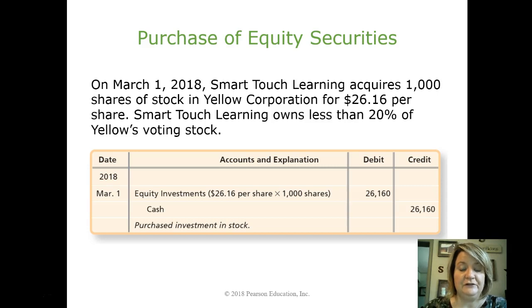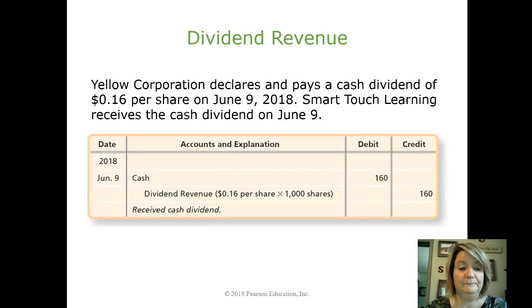Purchase of equity securities, and here's an example. On March 1st, 2018, SmartTouch Learning acquired 1,000 shares of stock in Yellow Corporation for $26.16 per share. SmartTouch Learning owns less than 20% of Yellow's voting stock. So you take a debit to equity investments at $26.16 per share times 1,000 shares, you get $26,160, and a credit to cash of $26,160. You purchased investment in stock.